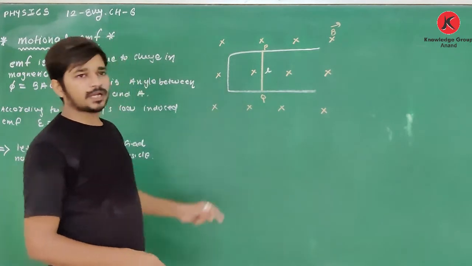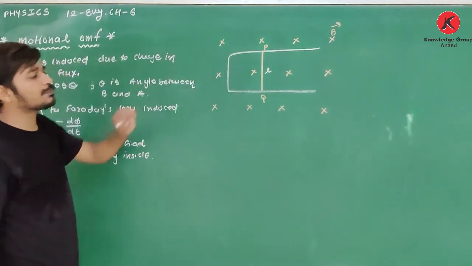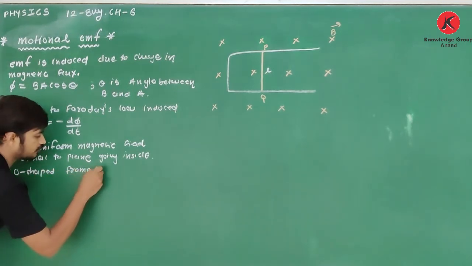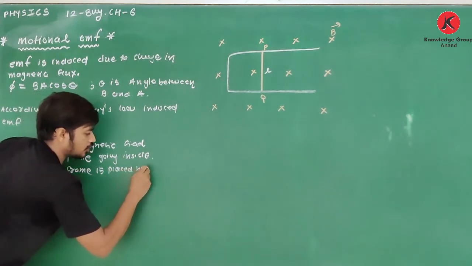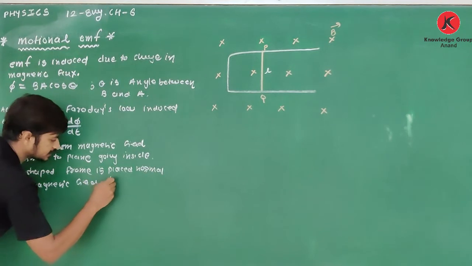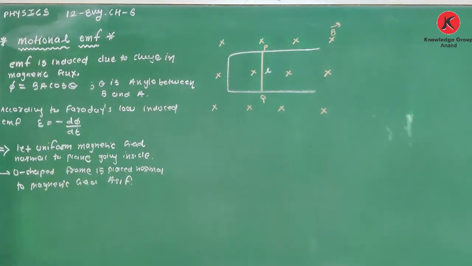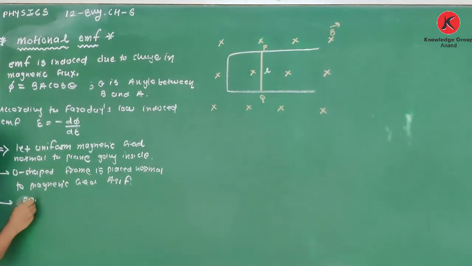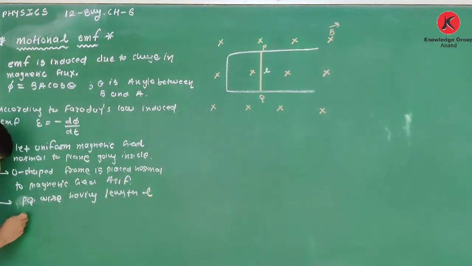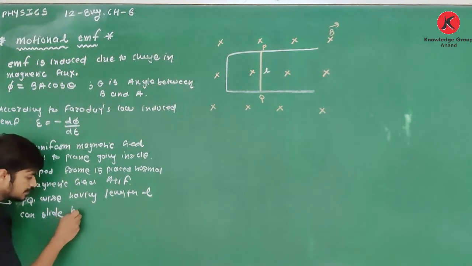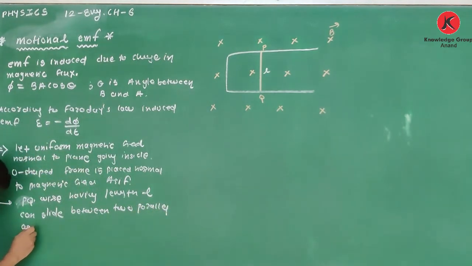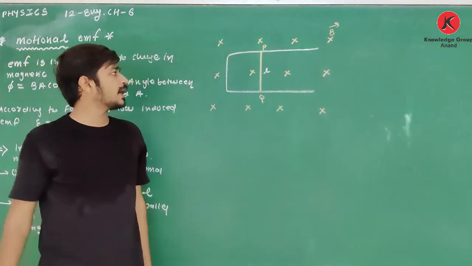So the uniform magnetic field is going perpendicular inside. This U-shaped frame is placed normal to the magnetic field as shown in the figure. A wire PQ of length L can slide between two parallel arms. Clear about this?